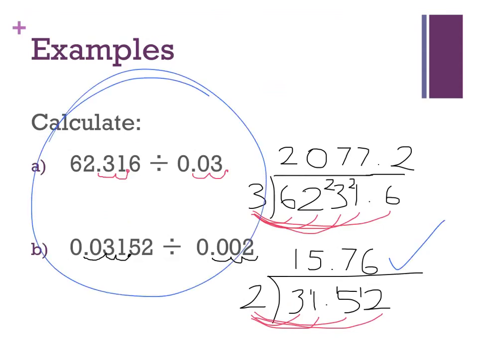Particularly with these ones here, just be careful. If you change the divisor into a whole number by moving the decimal place, you must move the same amount of decimal places in the number you're trying to divide. Okay? And if you know that, you'll be off to a great start.